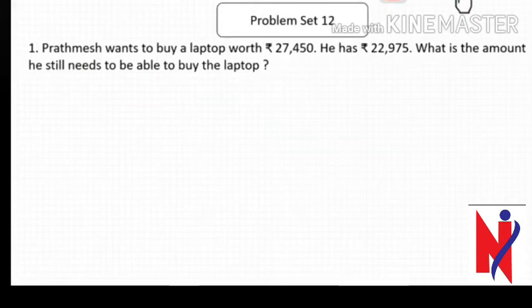Prathamesh wants to buy a laptop worth rupees 27,450. He has 22,975 rupees. What is the amount he still needs to be able to buy the laptop? See, let us solve problem set 12, first sum. Okay, what information we have? Information about this sum. So let us solve.